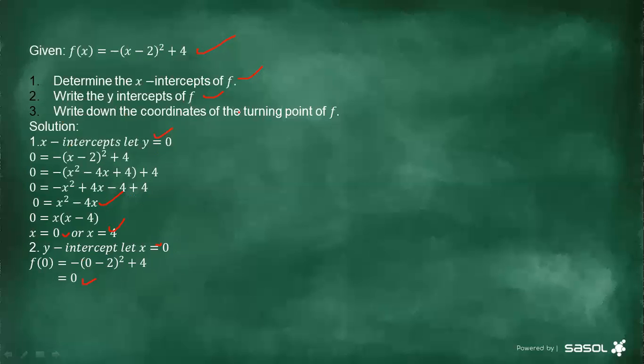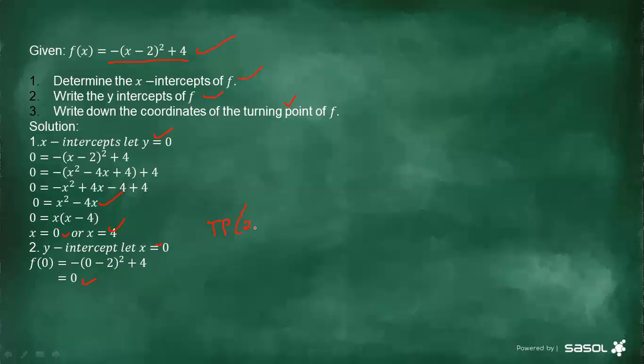Write down the coordinates of the turning point. Now, for you to be able to get the turning point if it is given in this form, you don't have to use the formula we have used earlier, x equals negative b over 2a. We don't have to calculate the turning point if it is in this form. All we have to do, you can see this is negative 2. If you take it to the point, it's going to be positive 2.